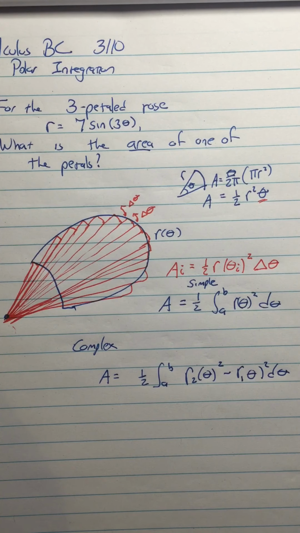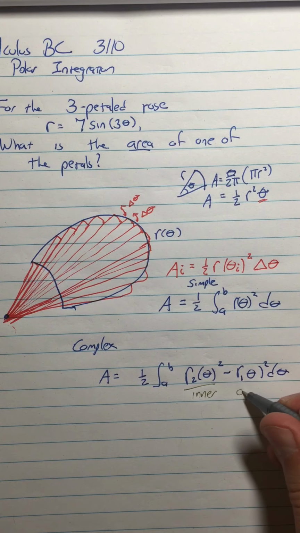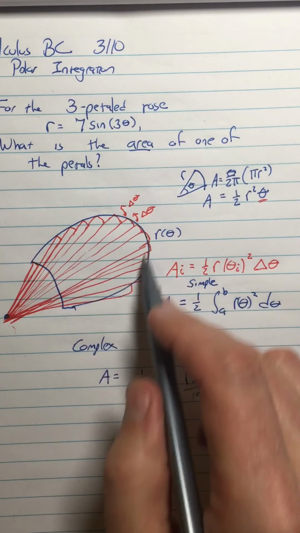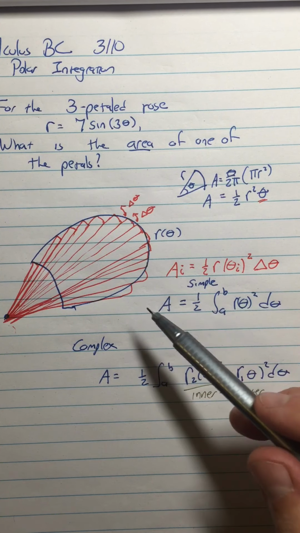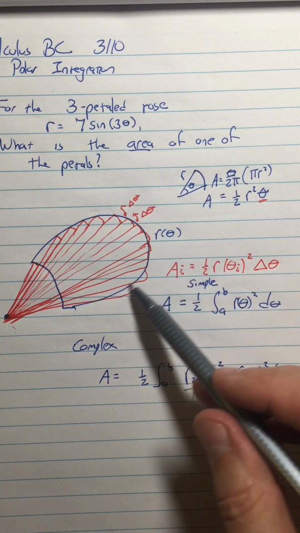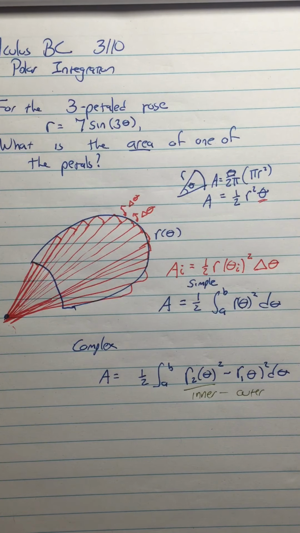So the r2 and r1 are playing the roles of g and f, and as usual, we're going to do the inner function minus the outer function. So if this were two different functions, I would do 1/2 times the integral from a to b of this outside function squared minus this inside function squared, and that's really all there is to it. So we're going to look at some examples, but this is the whole deal right here.